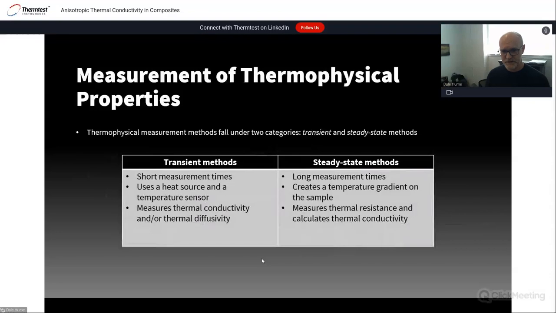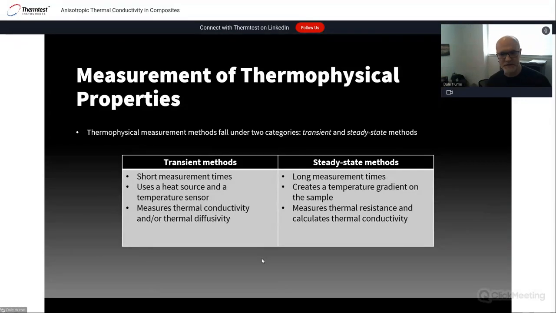Measurement of thermophysical properties typically falls into two categories, transient and steady state. These are some of the simple characteristics of each. Transient means short test times, and often the sensor is both the heat source and the temperature sensor.